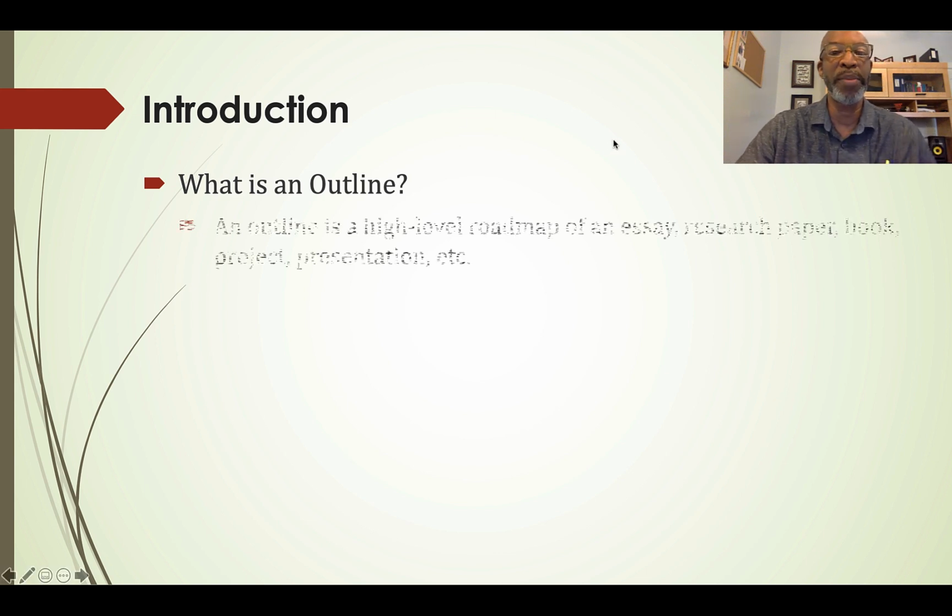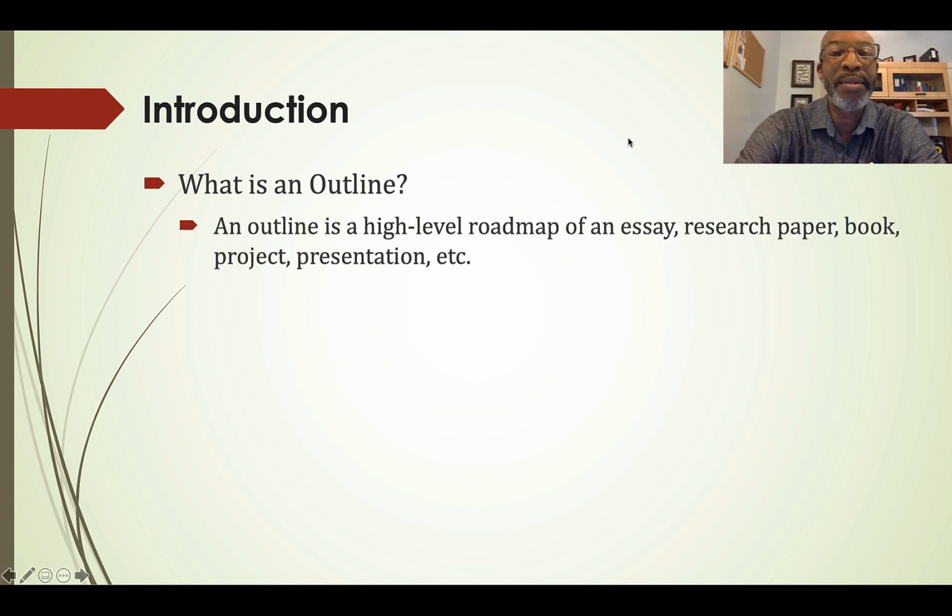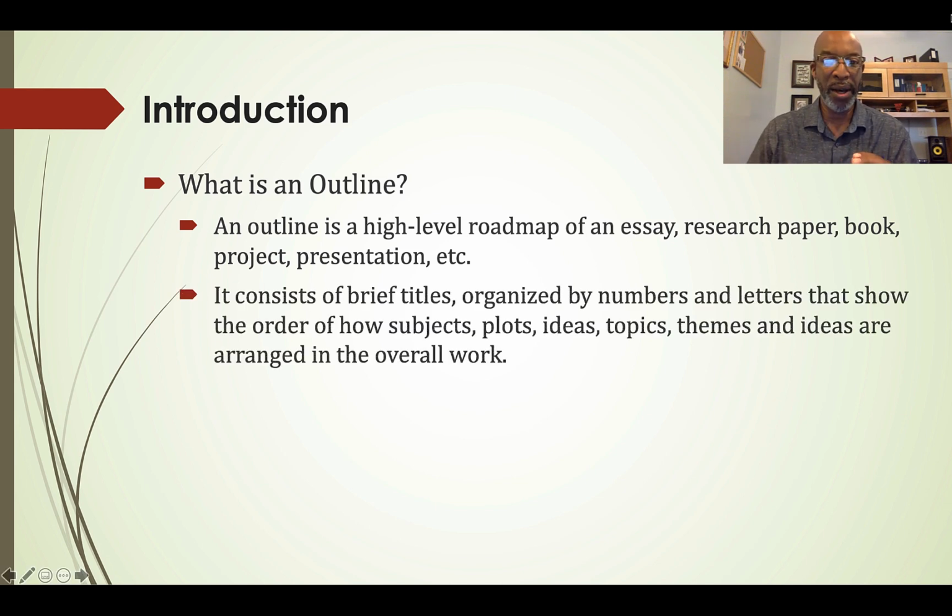So let's just define an outline. I've defined it as a high-level roadmap of an essay, research paper, book, project, or presentation. Okay, it's a high-level roadmap. It consists of very brief titles, organized by numbers and letters that show the order of the subjects, plots, ideas, topics, themes, and how they're arranged in the overall work.